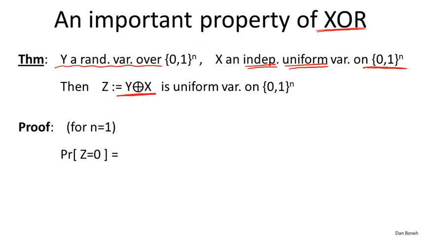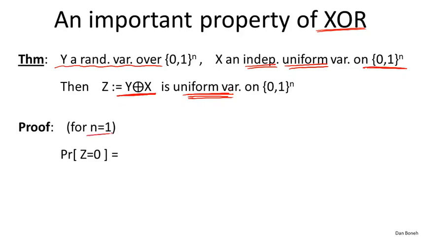Then I claim that no matter what distribution y started with, this z is always going to be a uniform random variable. In other words, if I take an arbitrarily malicious distribution and I XOR it with an independent uniform random variable, what I end up with is a uniform random variable. This is again a key property that makes XOR very useful for crypto. This is actually a very simple fact to prove. Let's just go ahead and do it.